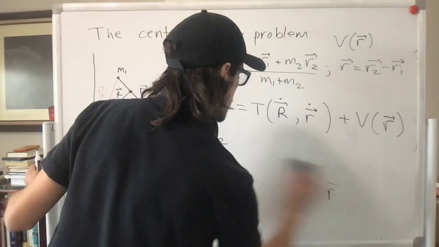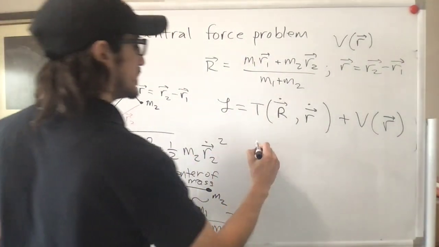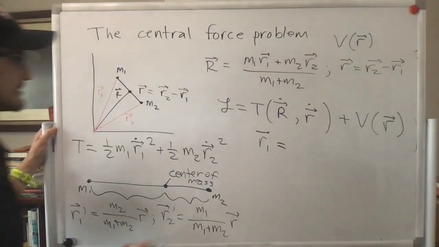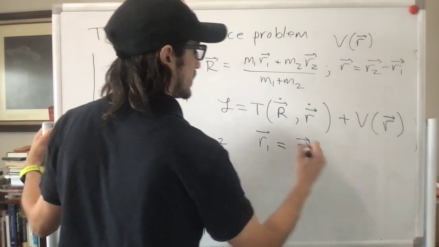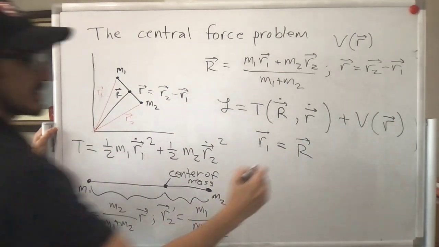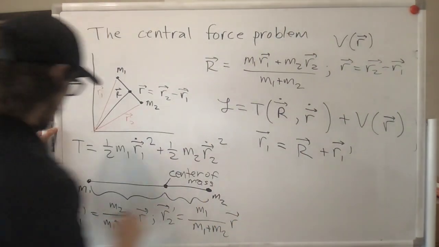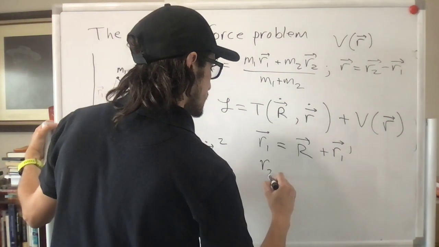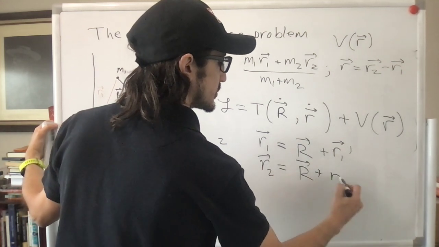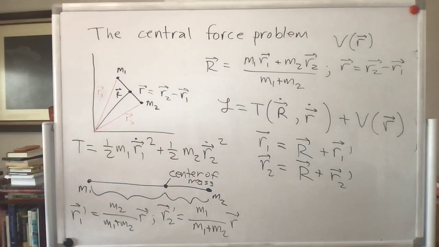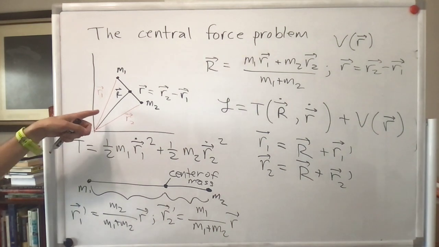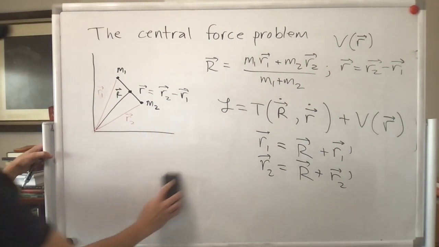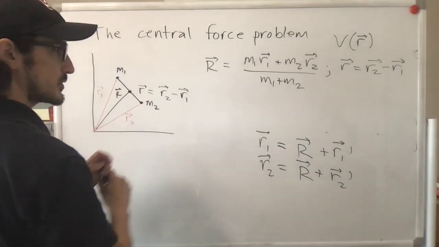So we can define now r1, which is this vector, as big R, so from the origin to the center of mass, plus r1 prime, which is this one over here. And r2, similarly, is the center of mass plus r2 prime. Okay, so this one I'm going to leave there. This one I'm going to get rid of. This one too. I guess I'm going to put these ones up here.